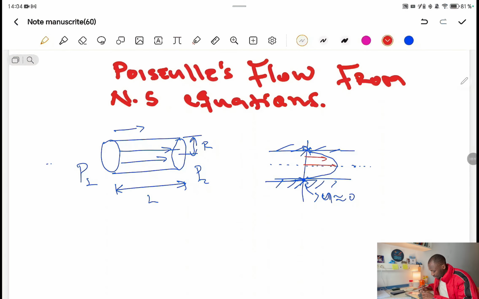Yes, like this. Here is the u max, that's the maximum velocity. Here is 0, and at r equal to minus R it is equal to 0, and at r equal to R we have 0 as well.